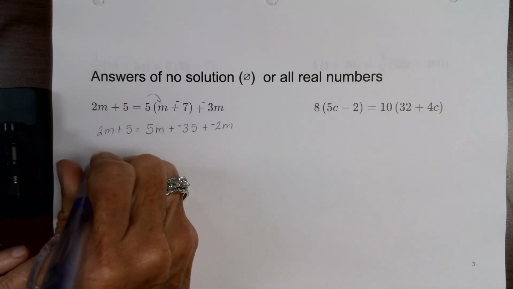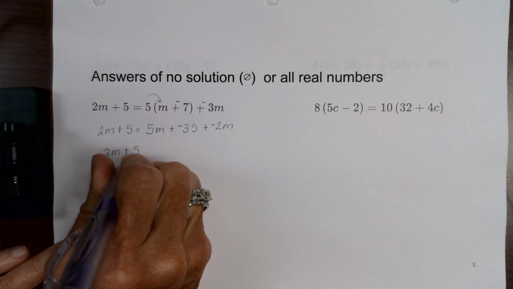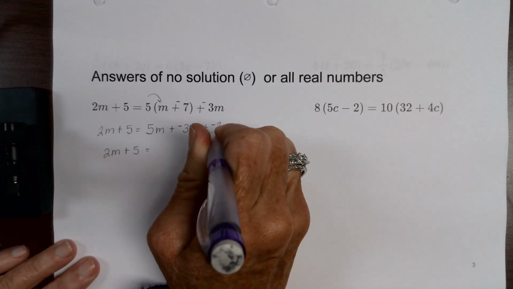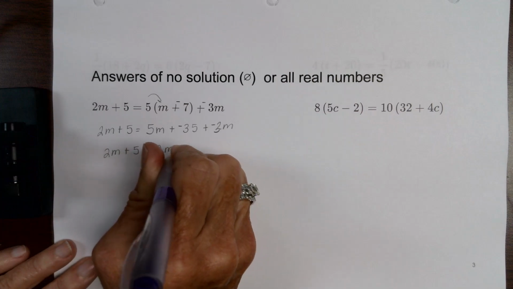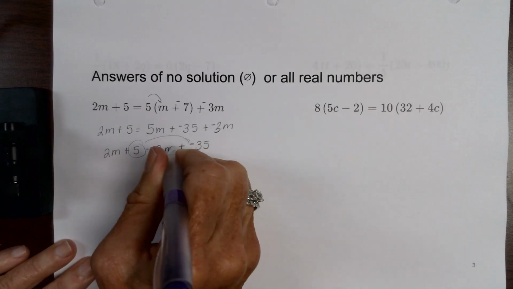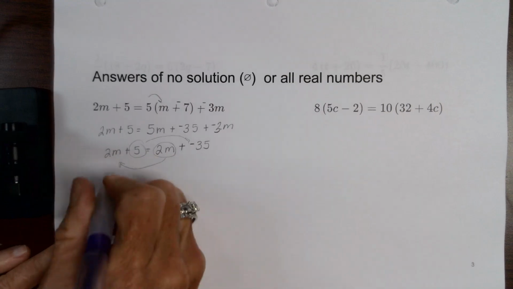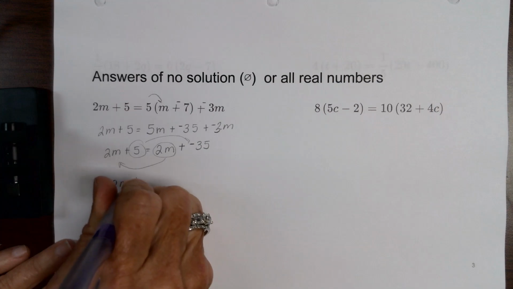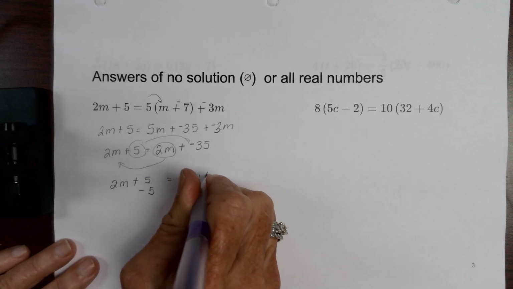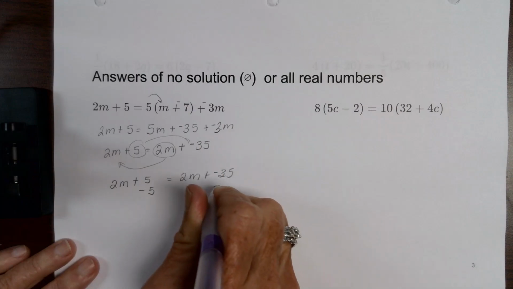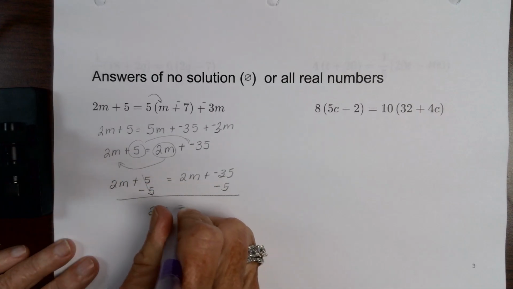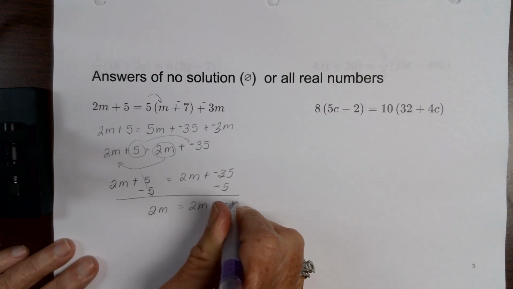So I can put those numbers together. So I have 3m plus 5 is equal to 2m plus negative 35. So I want to move that over there and this over here. So we're going to do 3m plus 5 minus 5 is equal to 2m plus negative 35, and I'm going to add a negative 5 over there as well. So I have 3m is equal to 2m plus negative 40.